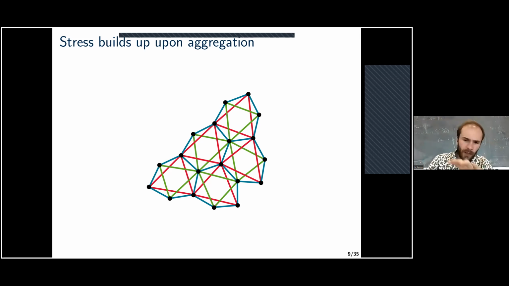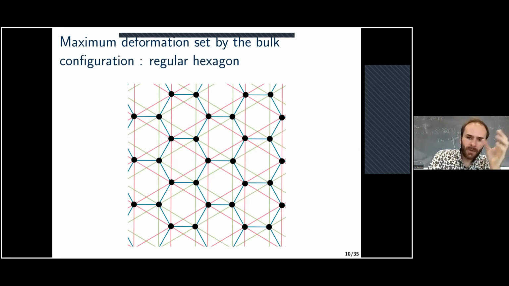If I create a large aggregate of such particles, let's say an infinite bulk, for example, what we obtain is that the only way for these particles to assemble together in a very large aggregate is to become a regular hexagon. And thus this configuration of regular hexagons defines an upper bound of the deformation that those particles can undergo upon aggregation. So now I'm going to introduce a little bit of how we deal with this model, what kind of equation we can write on it.